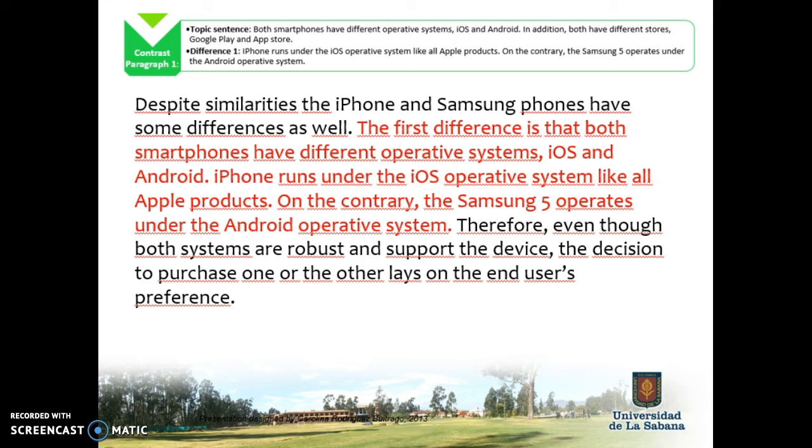After we have written a good topic sentence, we need to write some good supporting statements. Those are identified in red in the text. Notice how we say the first difference and we present it. The first difference is that both smartphones have different operating systems, iOS and Android. iPhone runs under the iOS operating system like all Apple products. On the contrary, the Samsung Pi operates under the Android operating system.